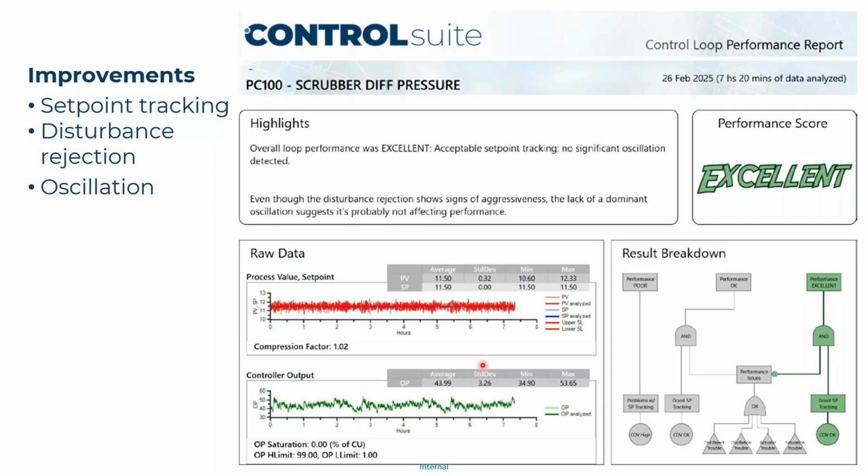And in our highlights section, it says that there is acceptable set point tracking, no significant oscillations. And at the bottom, it even says, even though the disturbance rejection shows signs of aggressiveness, the lack of dominant oscillations suggests it's not affecting our performance.